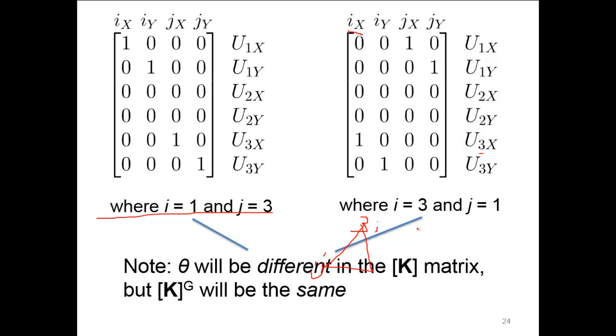All right. Hopefully you can see through that. So the angle will be different in the K matrix, in the global form matrix, but in the local form, local to the element. But when you get into the global form, amongst the whole system, it'll be the same. All right, so we'll see that here in a bit. So let's do that.